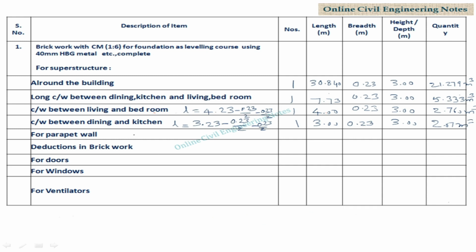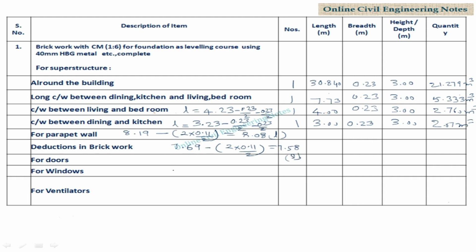Coming to parapet wall, we have to take the center to center length of parapet wall. On the longer side, it can be obtained by deducting 0.11 from 8.19. Two sides 0.11 by 2 is equal to 8.08. This is longer side. On the shorter side, it is 7.69. It is the overall length on the shorter side minus 2 into 0.11 by 2, which is equal to 7.58 on the shorter side.